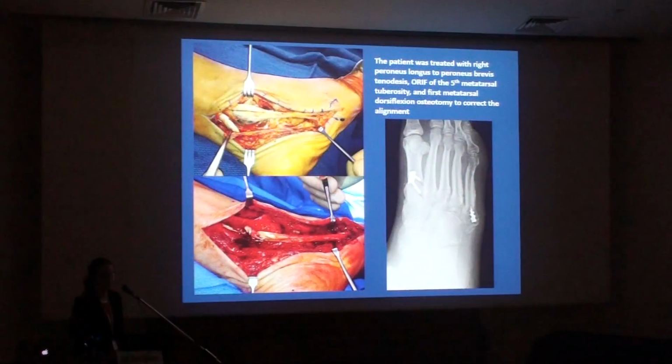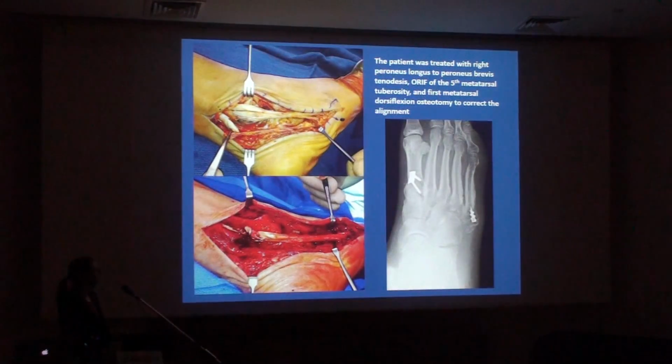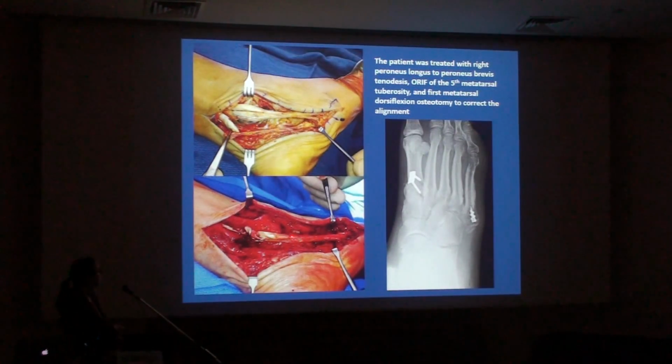So intraoperatively, you can see over here the Peroneus brevis split, retracted toward longus, and here is status post debridement and tenodesis, and then the patient also was treated with ORIF of the fifth metatarsal tuberosity and with first metatarsal dorsiflexion osteotomy to correct the alignment.